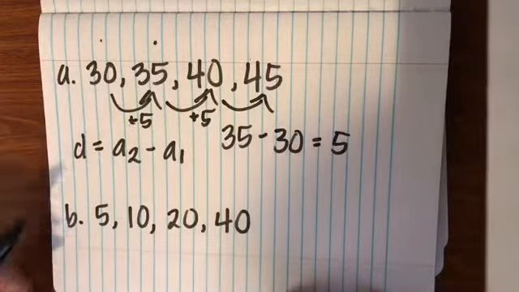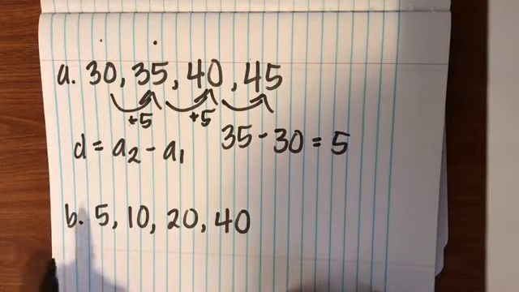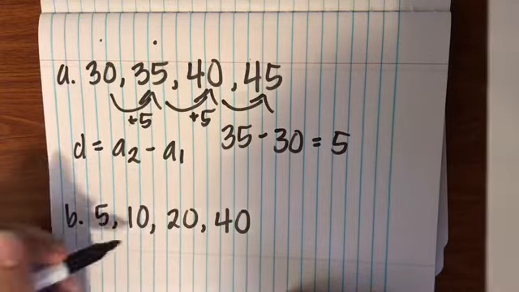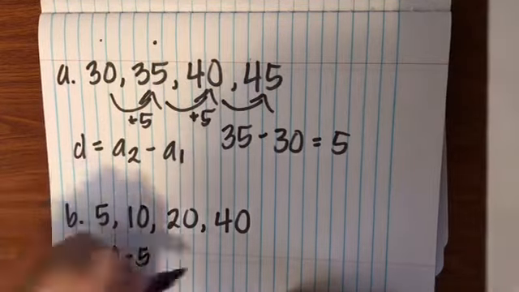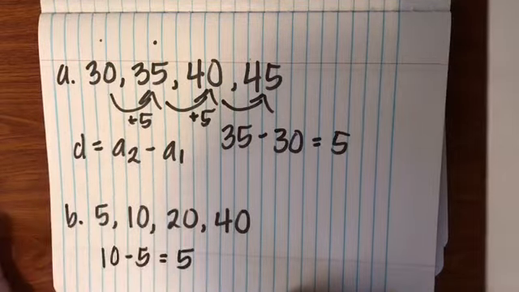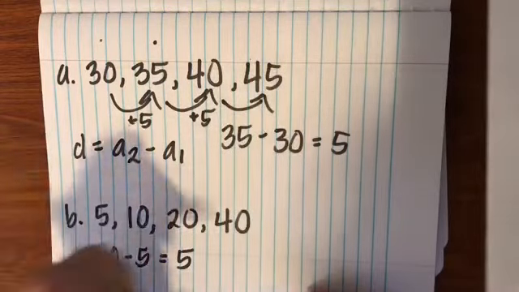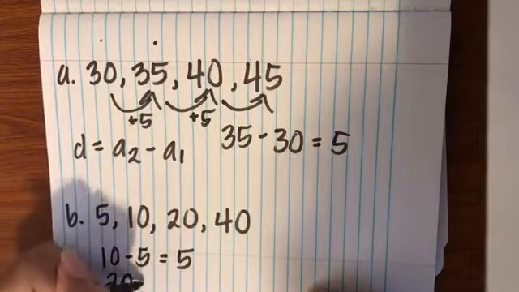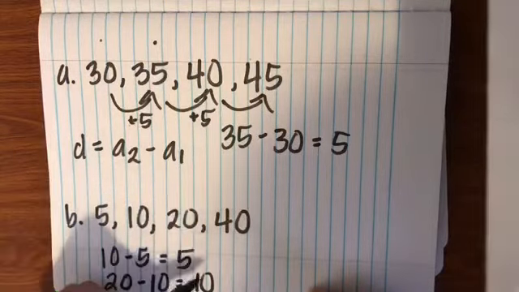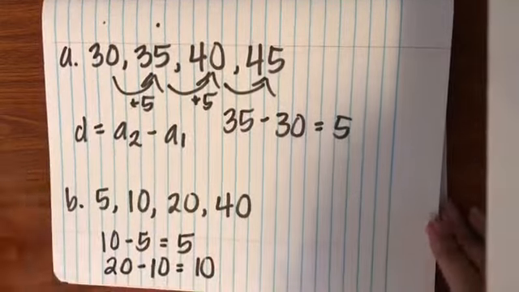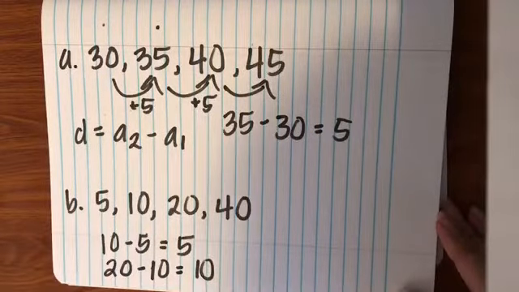Now for the next one, you can already tell that it's not as constant. You can see for this one, if you were to take 10 minus 5, you would get 5, okay? But if you were to take 20 minus 10, you would get 10. So it's not a constant rate, which means it's a geometric sequence.